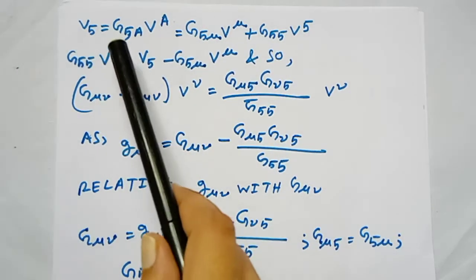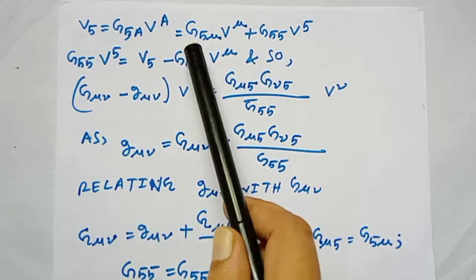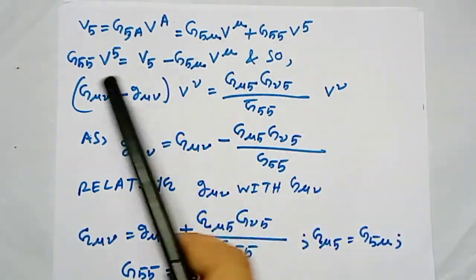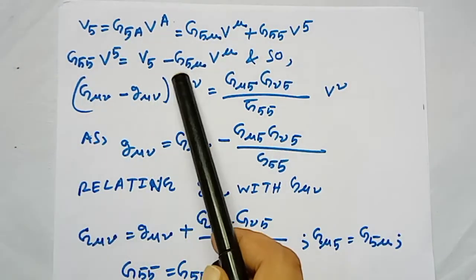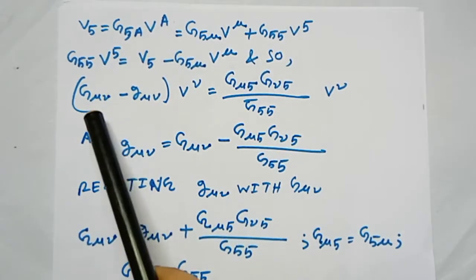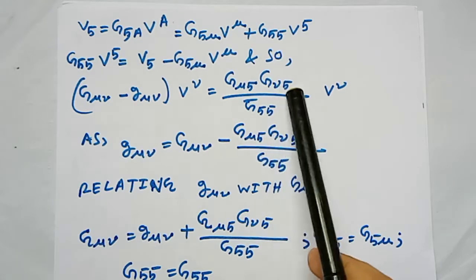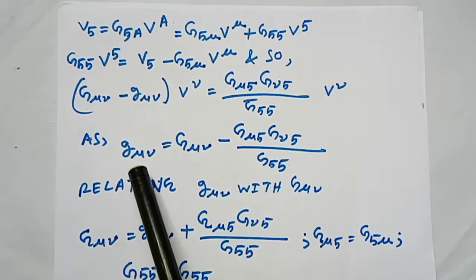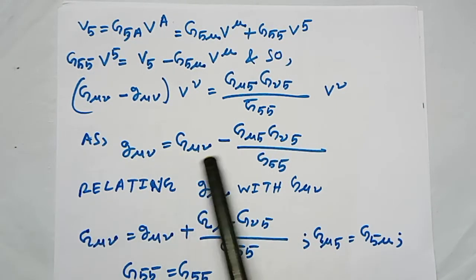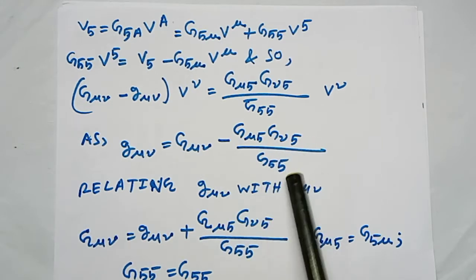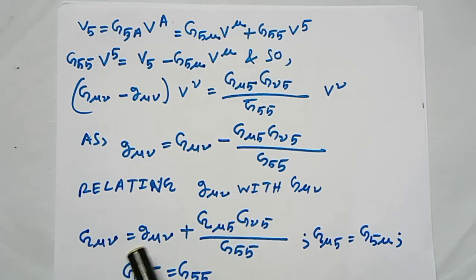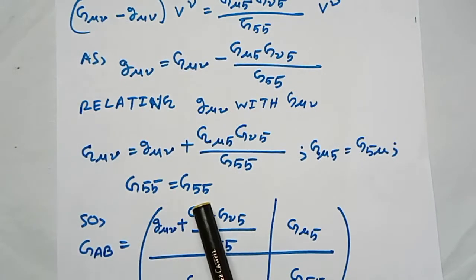Now V5 equal to G5 VA equal to G5 mu V mu G5 V5, and G5 V5 equal to V5 minus G5 mu V mu. So we have g mu nu minus g mu nu V nu G mu 5 G5 V nu, and we have g mu nu equal to G mu nu minus G mu 5 G nu 5 over G55. Relating the g mu nu with G mu nu, we have G mu nu equal to g mu nu plus G mu 5 G nu 5 over G55, and G mu 5 equal to G5 mu and G55 equal to G55.